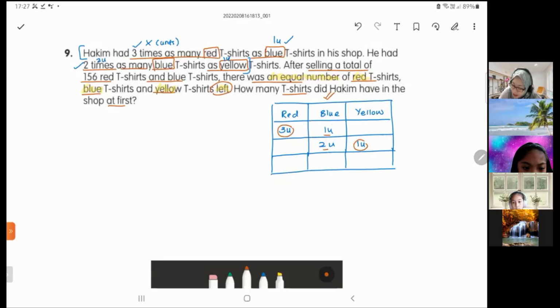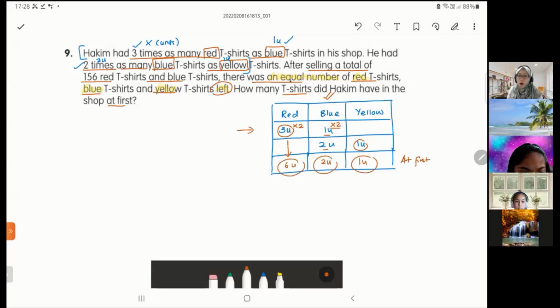How do I do that? Times 2. Then the first row is affected, right? So if I times 2 here, the rate also times 2. Now let's move on here. 3 times 2, 6 units. Here, blue becomes 2 units already. Yellow, no change, 1 unit. Okay. So if you notice, this is what they have at first.